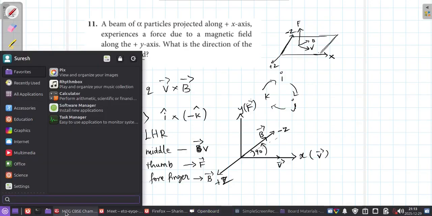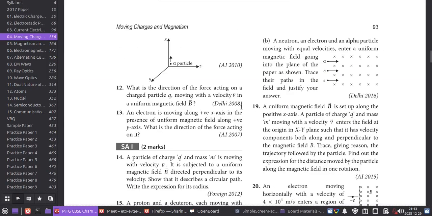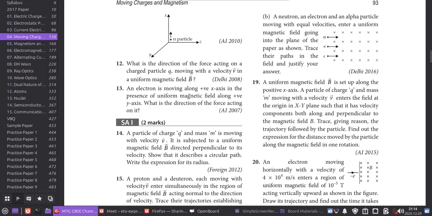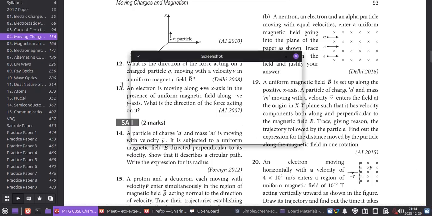Okay, next. What is the direction of force acting on the particle with velocity in a uniform magnetic field? That is a direct question. Question number 13 is also similar. An electron is moving along the positive x-axis in the presence of a magnetic field along the positive y-axis. What is the direction of the force? It is perpendicular to the xy plane, so it is in the z direction only. But whether positive or negative, we have to find. Because the electron is negative, we apply Fleming's rule or the right-hand thumb rule.